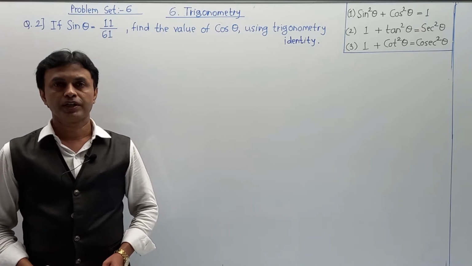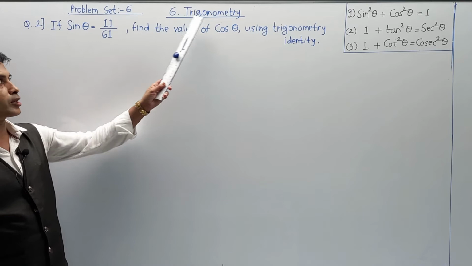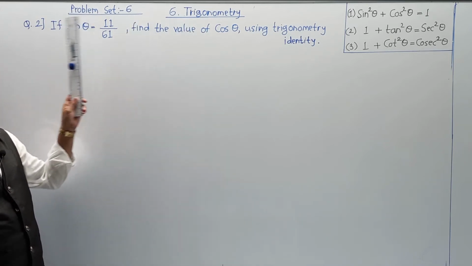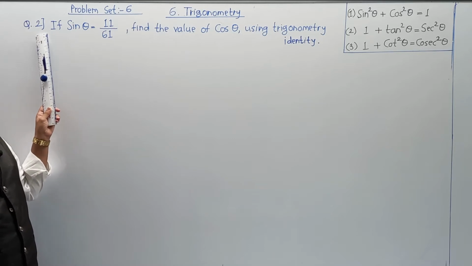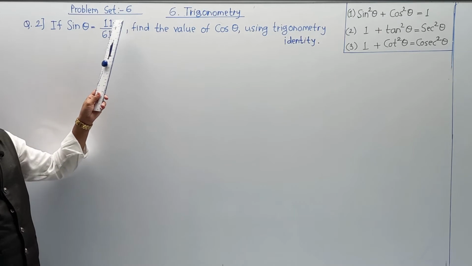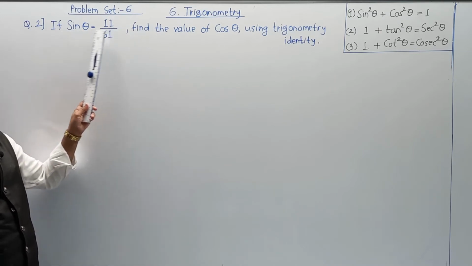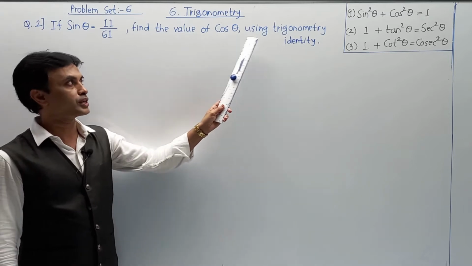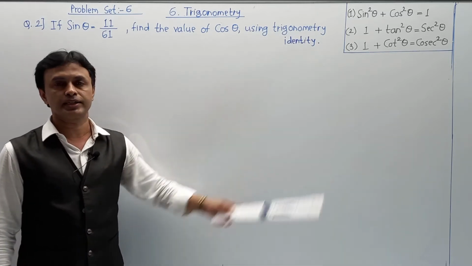Hello friends, we have already started chapter number 6, and now we are in the trigonometric ratio chapter 6, problem set of chapter 6, and the numerical is question number 2. If sin theta is equal to 11 upon 61, then find the value of cos theta using trigonometric identities.